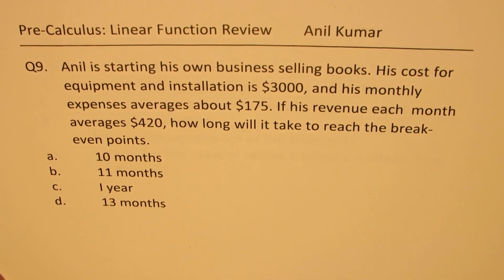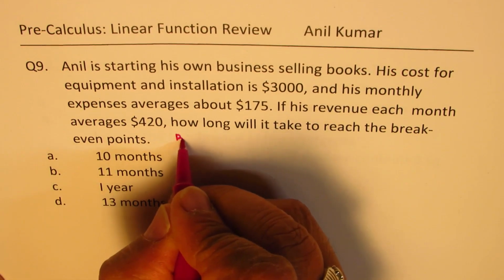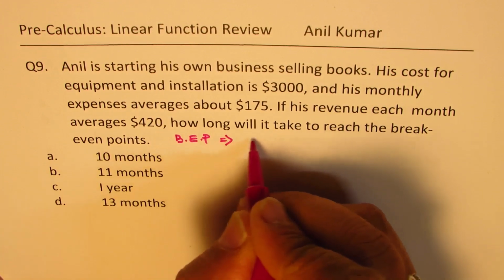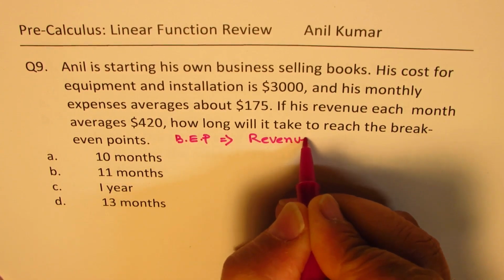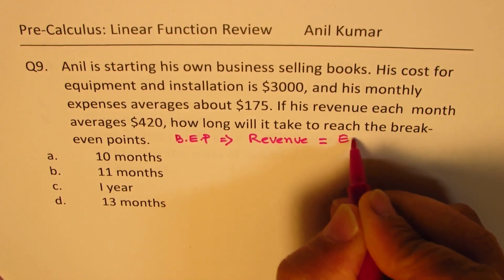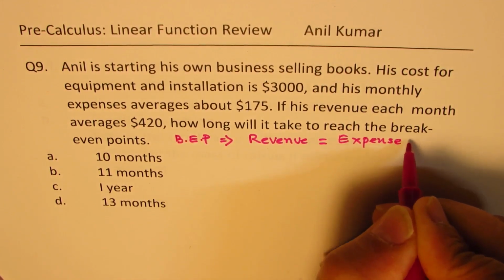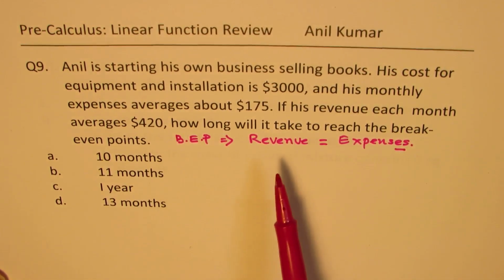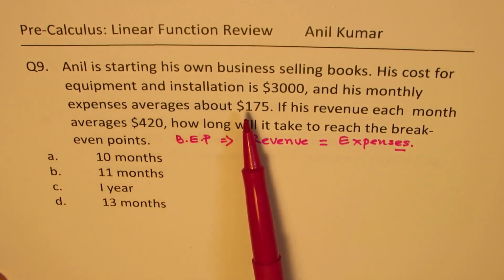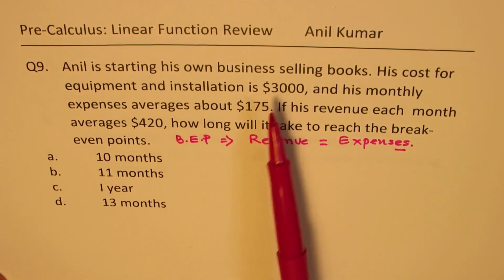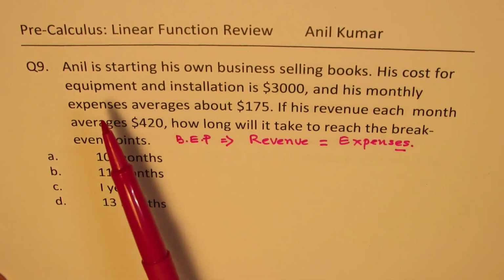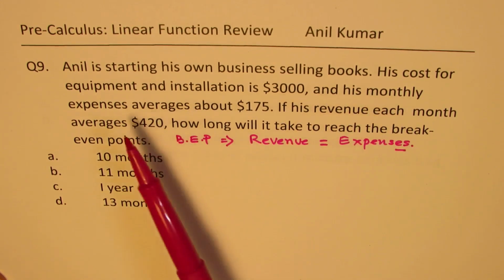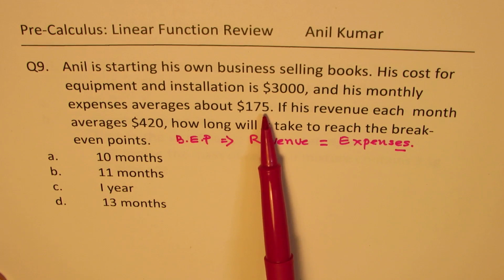So what is the break-even point? Break-even point is when revenue equals expenses. That is what a break-even point is, correct? Now in our case, we have two types of expenses. One is the fixed cost and one is the running cost, right? His cost for equipment and installation is $3,000, that is fixed. And his monthly expenses average about $175, right?